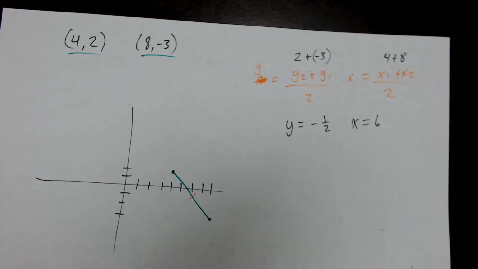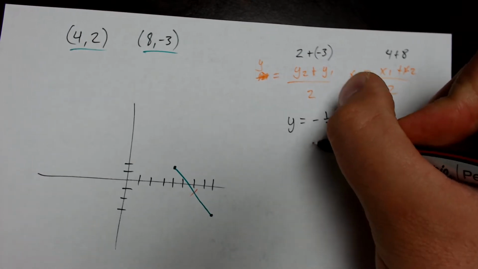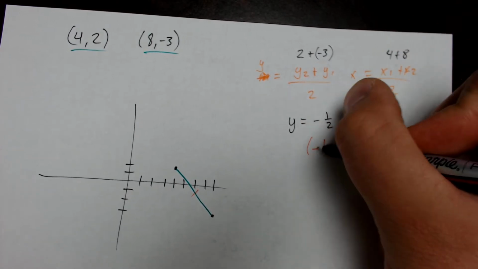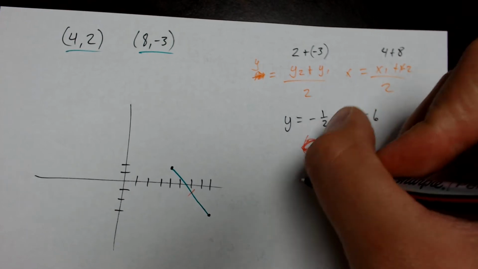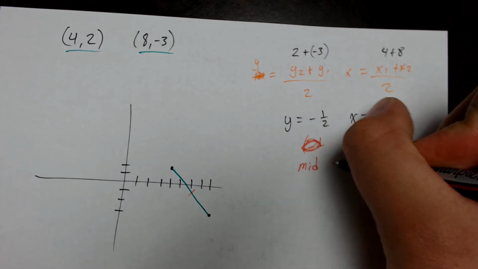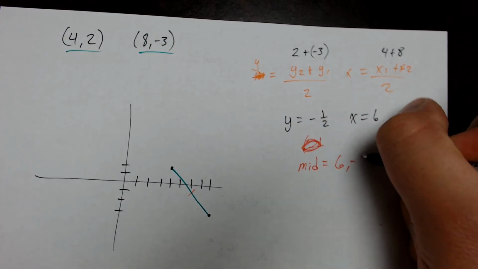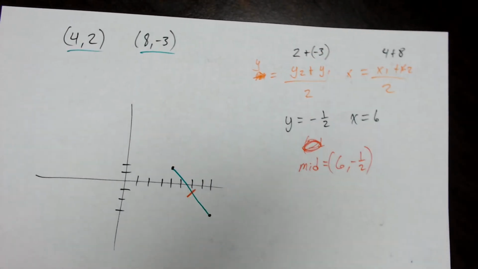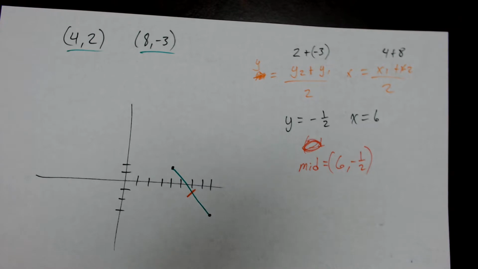Cool. So the midpoint is, I'm sorry, x and then y. Our midpoint is 6, negative 1/2.